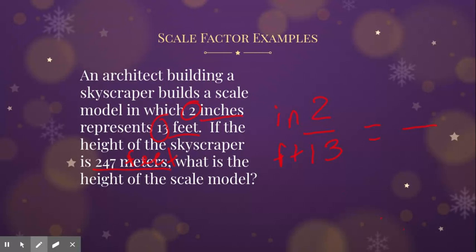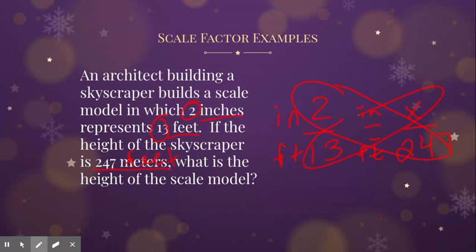What is the height of the scale model? So if this says 247 feet, I'm going to put 247. 247 feet, okay? Because that's feet and that's feet. You could also put inches and feet here so you can tell. Then that means the x goes here because that's what I'm trying to find. So we're going to cross multiply.